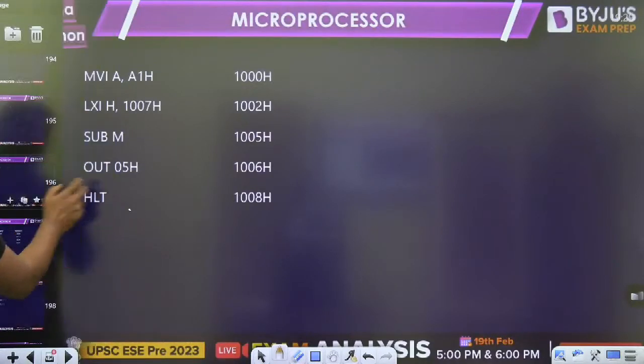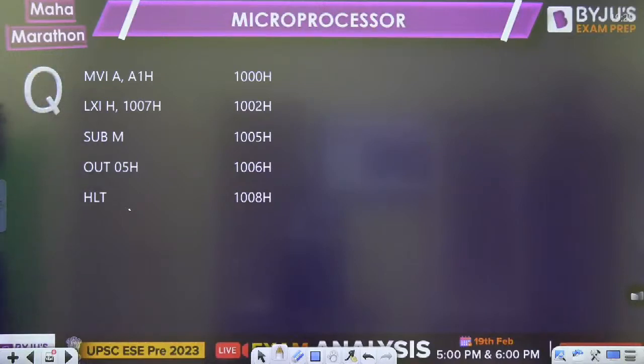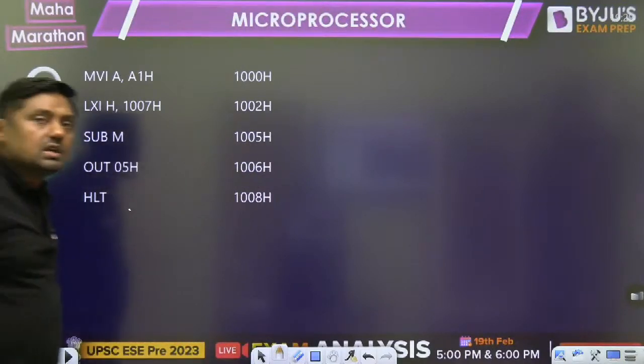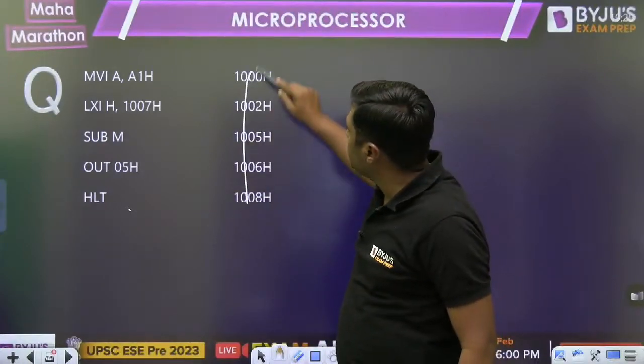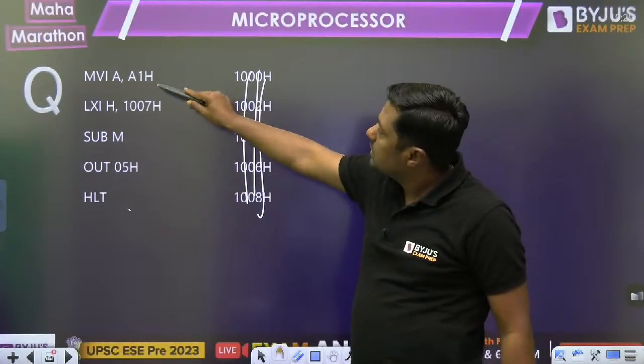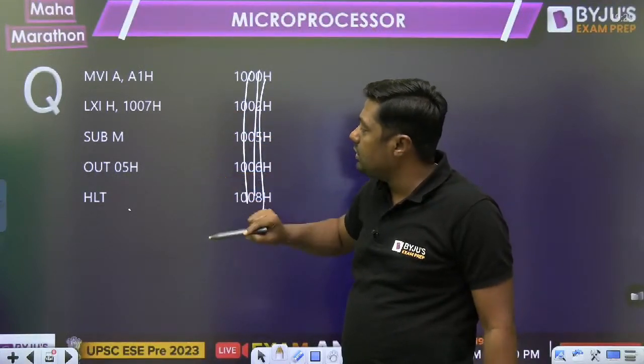First of all, tell me. They will give you this type of problem and they will ask what is the content of the output port, that is, the address is 05H. This is a very simple question. Tell me, what is the answer? That is not written here. The program is MVI A, LXI, SUB M, OUT 05 and HLT.